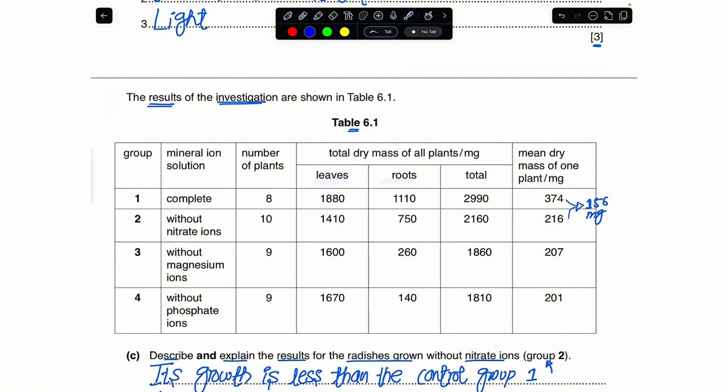Now, this is one description that I am making with respect to the total dry mass in context of leaves and roots. The other description point would be that the mean dry mass of the one plant without the nitrate ions is less than group number one, and here we have to take the difference of this value from this value, and we would write down that the radish plant without the nitrates has 156 milligram less mean dry mass of one plant compared to group number one. Now the explanation is very simple.